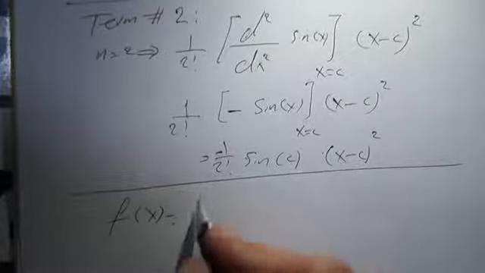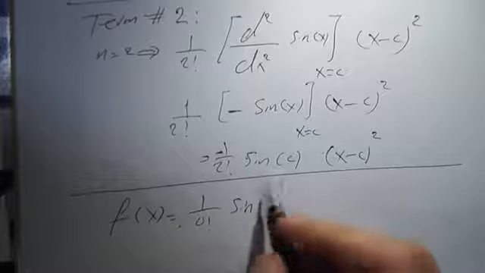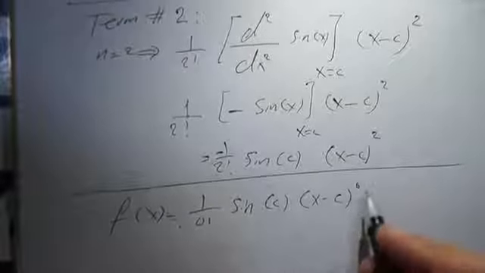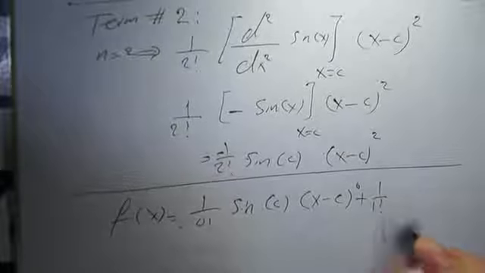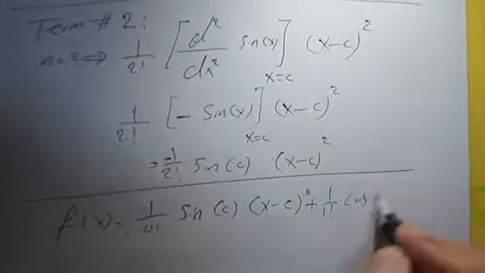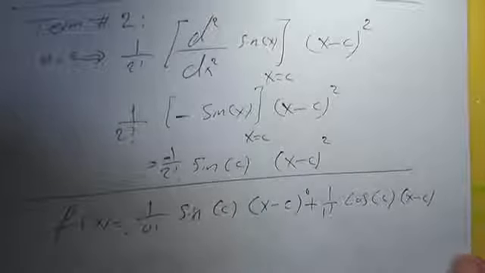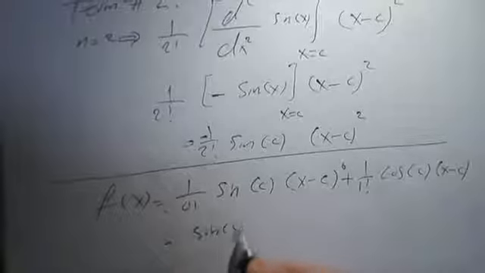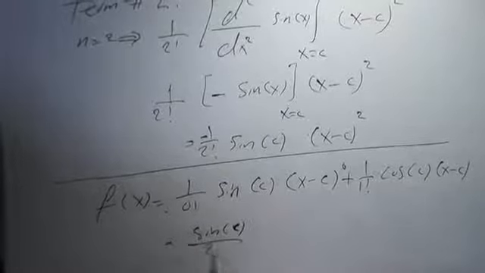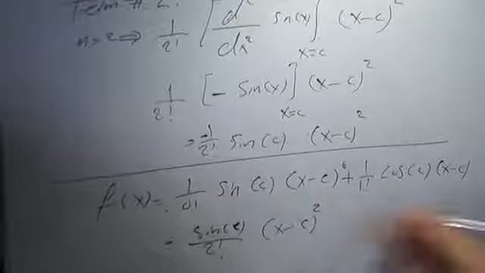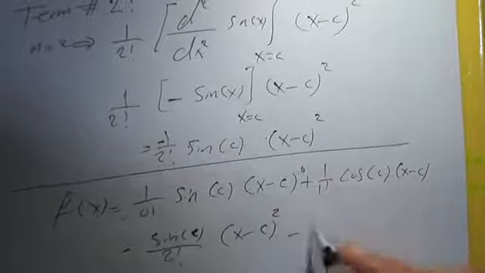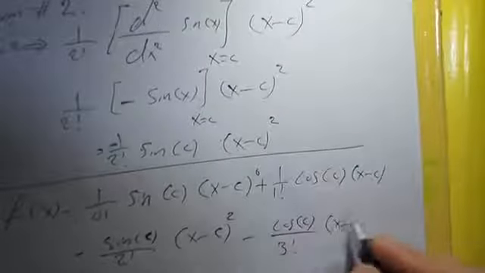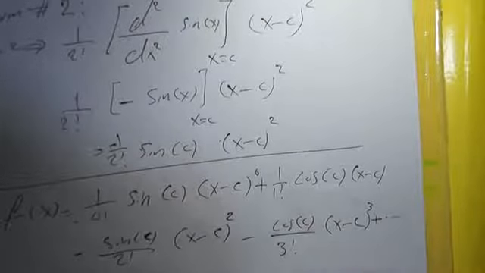We continue with this process and we get f(x) equals 1 over 0 factorial sin c times (x minus c) to the power 0, the first term as we found it, plus 1 over 1 factorial cosine c times (x minus c), then another term which is minus sin c over 2 factorial times (x minus c) to the power 2, minus the next term if we continue the process, cosine c over 3 factorial times (x minus c) to the power 3, and so on.